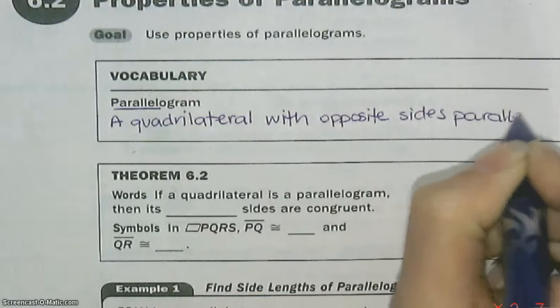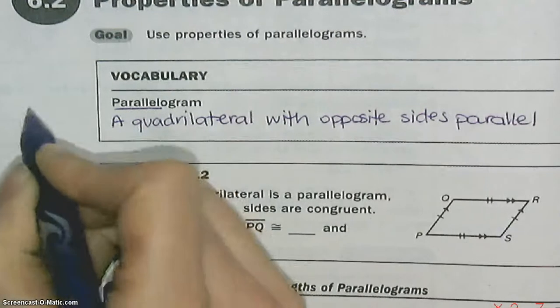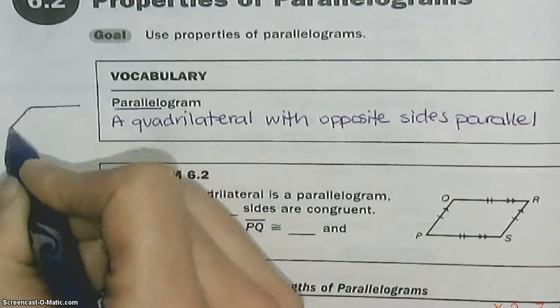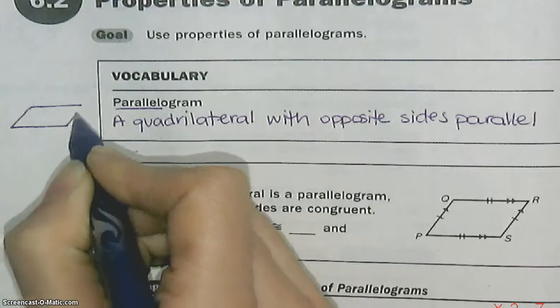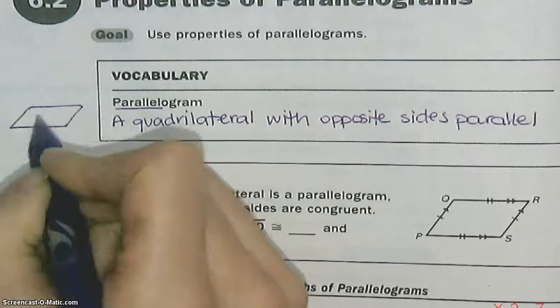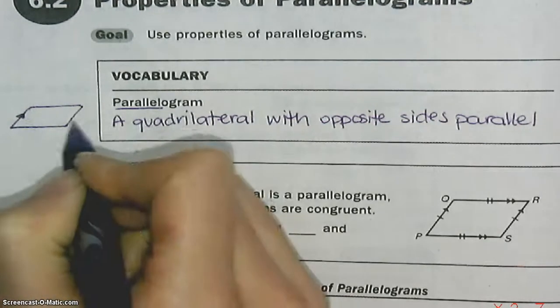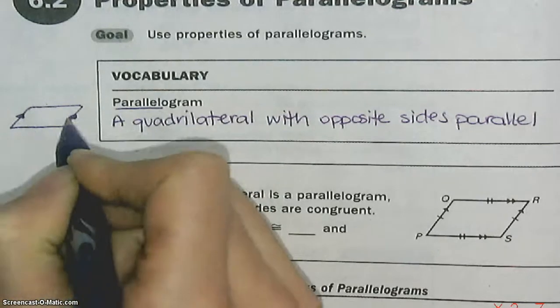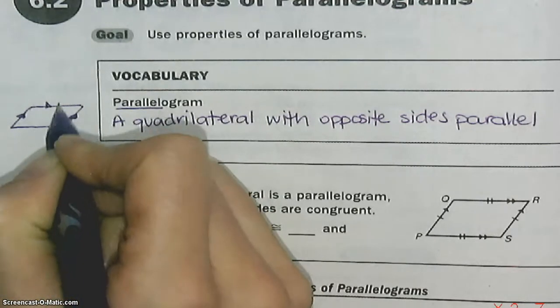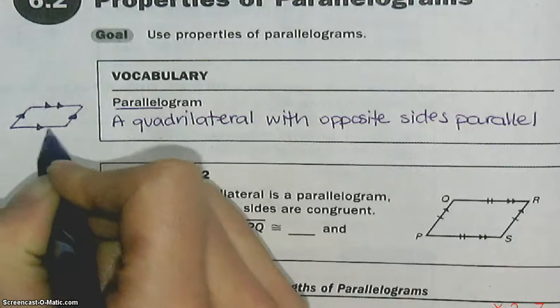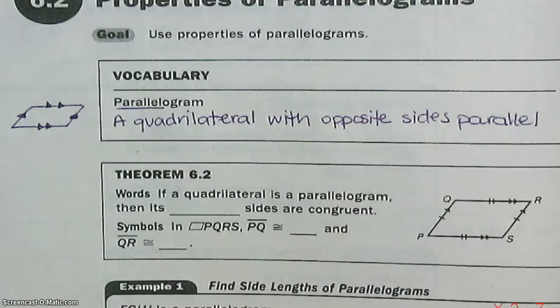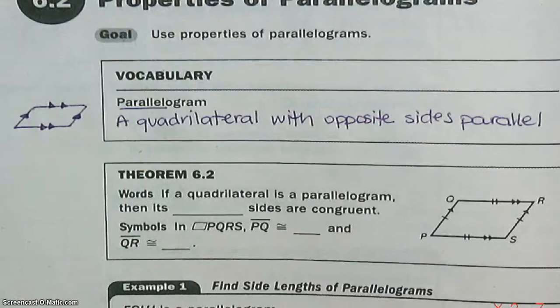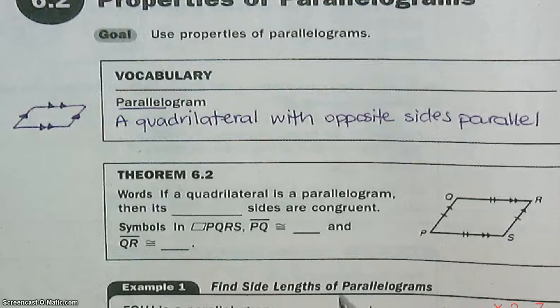We'll draw a picture to go with that. So, a parallelogram looks something like this. And we'll use our symbol. If you remember, a little arrow or a triangle means parallel. So those opposite sides are parallel, and these opposite sides are parallel. And we're going to talk about a lot of things that are special about parallelograms.